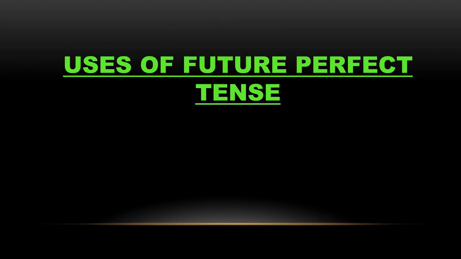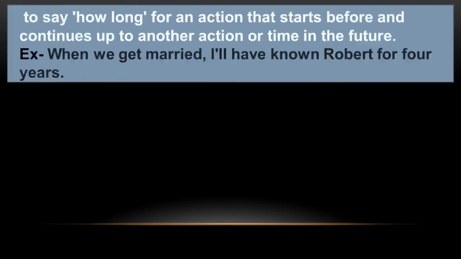Now let's discuss the uses of the future perfect tense. First use, it is used to say how long for an action that starts before and continues up to another action or time in the future. That means it is used to express such actions that start before and will continue up to another time in the future. For example, when we get married, I will have known Robert for 4 years.